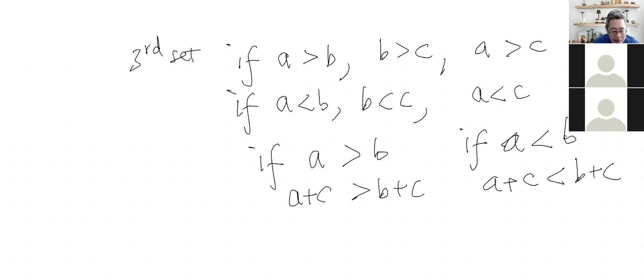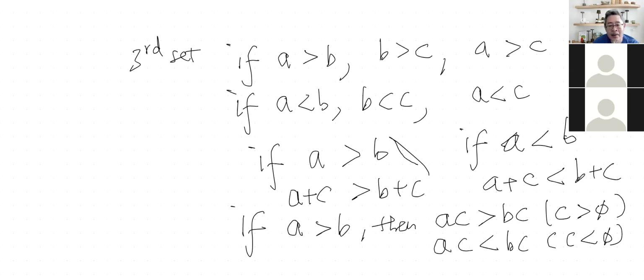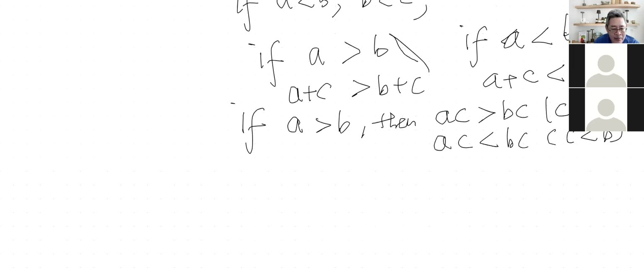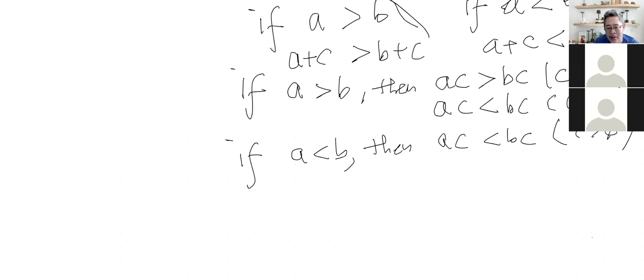And then we have the multiplication property. If A is greater than B, then A times C is greater than B times C, but we have a condition: C has to be positive. If C is negative, then we have to flip it. Good? This also works for A less than B. Then A times C is less than B times C as long as C is positive, or A times C has to be greater than B times C if C is negative. We have to flip the inequality. Okay, so today we're going to be looking at linear inequalities and systems of linear inequalities.